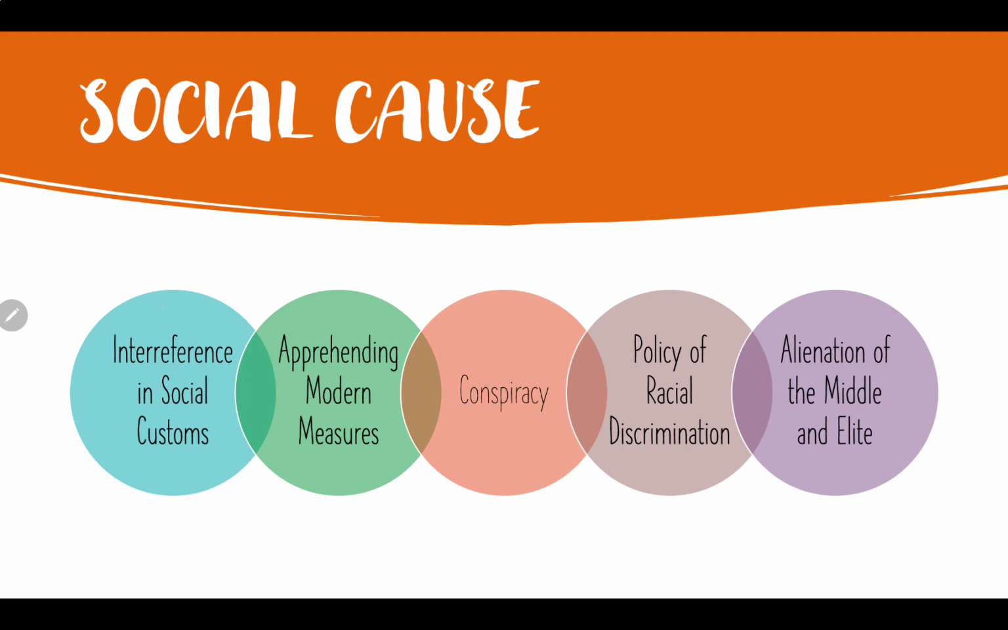Number 1 is interference in social customs. Number 2 is apprehending modern measures. Number 3 is conspiracy. Number 4 is policy of racial discrimination. Number 5 is alienation of the middle and the elite. Now let's understand each of these causes one by one in detail.